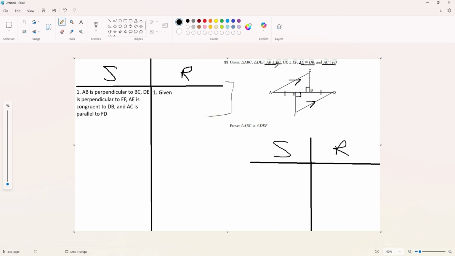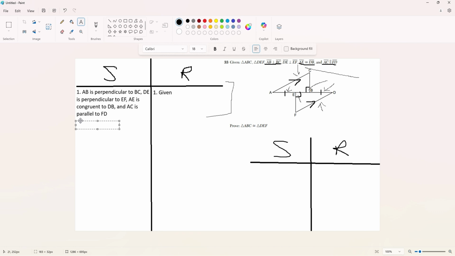Let's analyze. So AB is perpendicular to BC, which we have marked up here. DE is perpendicular to EF, which we have marked up here as well. We also see that AE is congruent to DB, which is right here, which I've marked up. Next up, we have AC is parallel to FD. Now we can begin our proof.